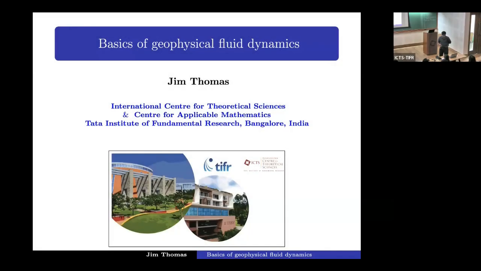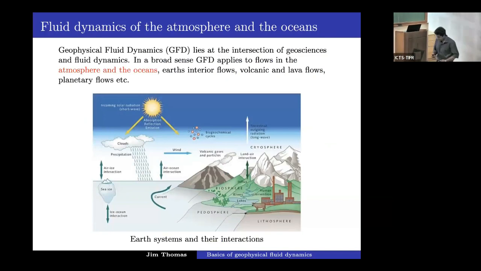So we have a program here that's going to be based on dynamics of the atmosphere, ocean, and how these connect to climate scale processes. So I'm Jim Thomas, and I'll be giving a very basic lecture on geophysical fluid dynamics, the basics of fluid flow in the atmosphere and the ocean. So we'll start by defining GFD.